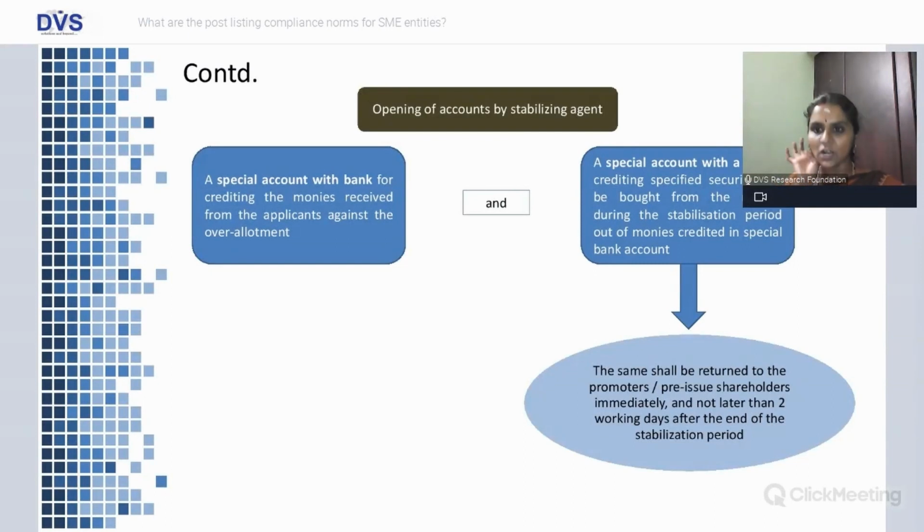And a special account with your depository participant. Why do you need it with the depository participant? With the bank for money, with the DP for crediting shares. Here it is crediting the money, here it is crediting the specified securities.